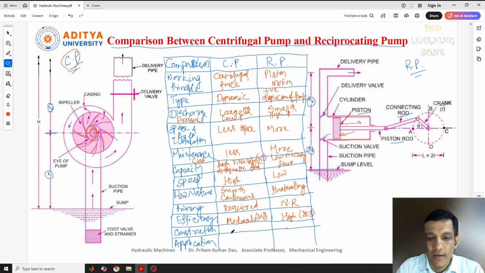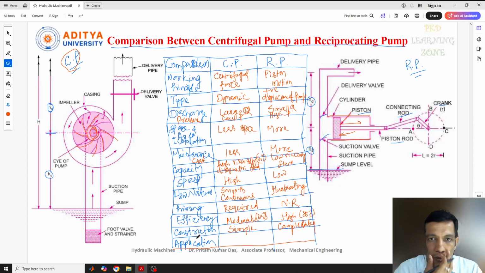That is one point. And construction. In the construction, if you see, the design is very simple: only the delivery pipe, the suction pipe, and in the middle the impeller casing, that's it. So the construction is very simple for this. Coming to the reciprocating pump, the construction is very complicated, or difficult. We can write: complicated construction.